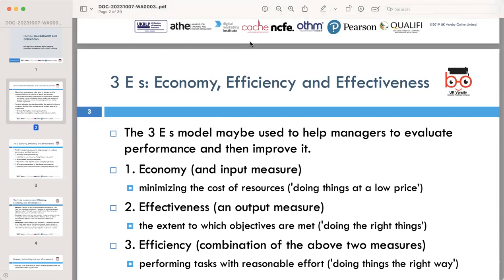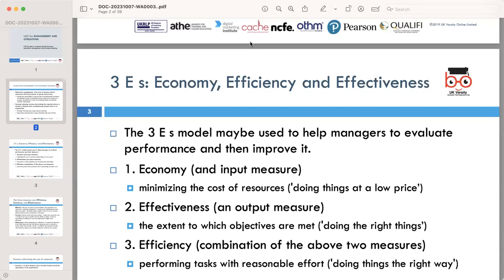Can anybody tell me about the 3 E's? Okay. The 3 E's model is used to help managers evaluate their performance and then improve. Economy is an input measure: minimize the cost of resources. So when we talk about economy, it should minimize the cost of resources.